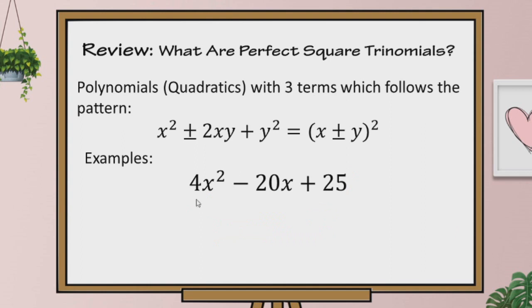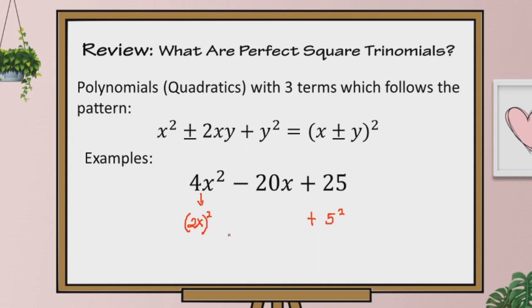The next example is 4x squared minus 20x plus 25. To check if this is a perfect square trinomial, we need to rewrite 4x squared into 2x squared, because obviously 4x squared is a perfect square. And then for the third term, we have 25. Obviously, 25 is also a perfect square, which can be written as 5 squared. And then let's try to see if we can get negative 20x.